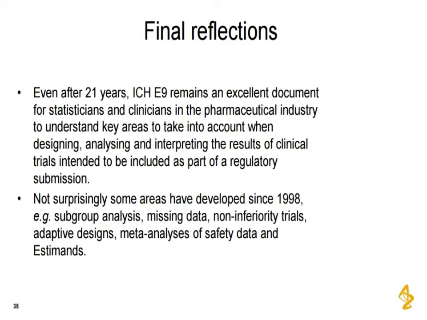But of course, time marches on, things change, and so there are new things there that weren't around so much in the late 1990s, some of which I've spoken about: subgroup analysis, missing data, non-inferiority trials, meta-analysis and Estimands. But of course, I didn't talk about adaptive designs at all. There's guidance on that. There was hardly any mention about that in E9. That was because there wasn't much regulatory experience back then of adaptive clinical trials. Now there is, and so there are various documents being written on those.